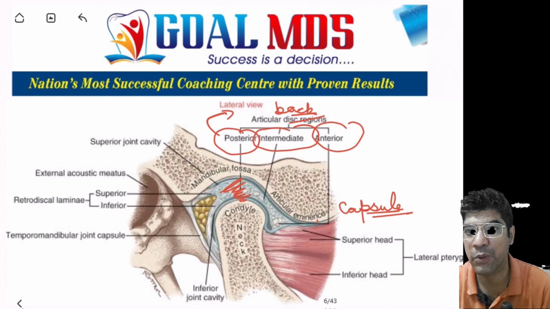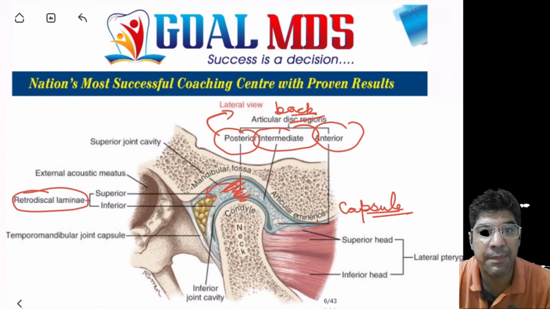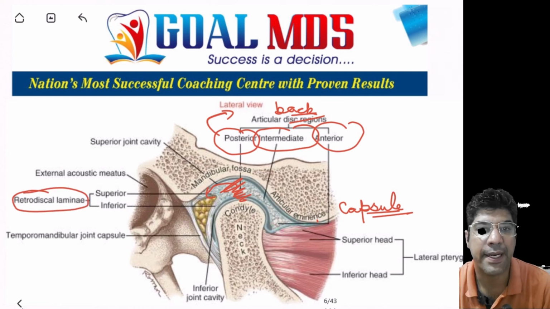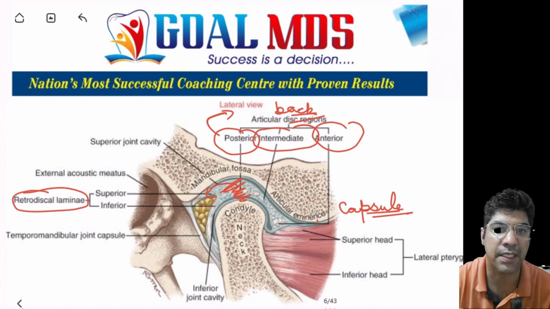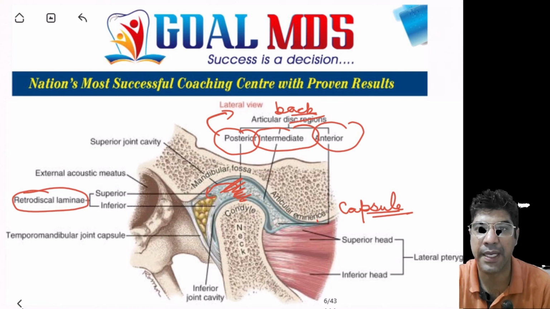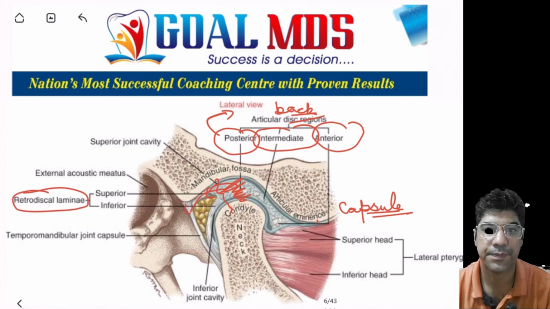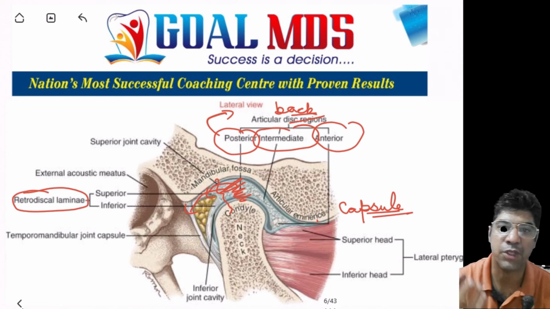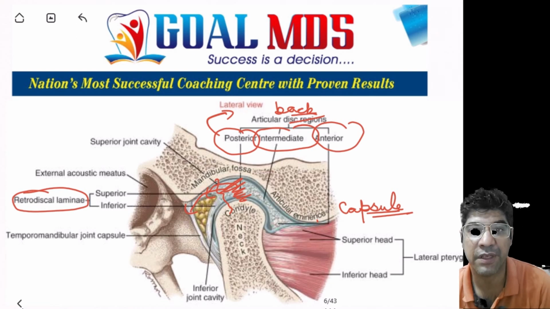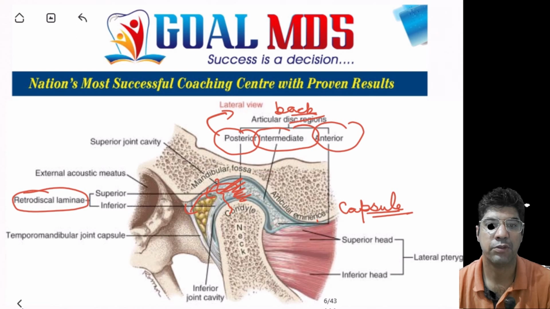It is connected to the retrodiscal lamina. So this one is the retrodiscal lamina or the retrodiscal pad. It is a soft cushion-like structure that is located just behind the articular eminence. This pad serves as a shock absorber and helps to distribute the forces within the joint. That is important for maintaining the proper alignment of the articular disc and condyle during jaw movement.